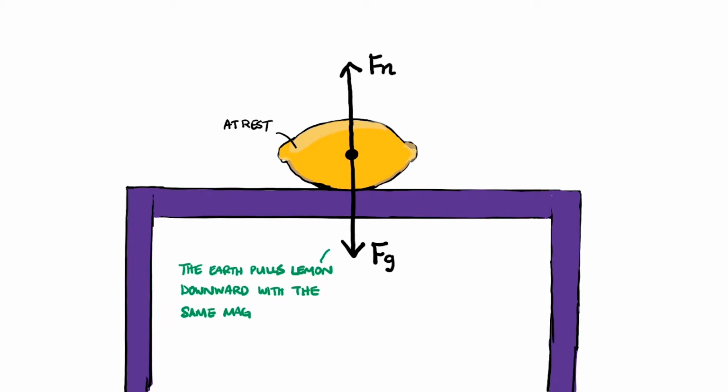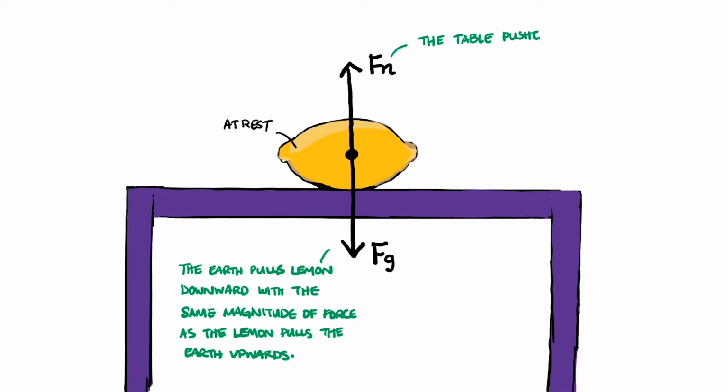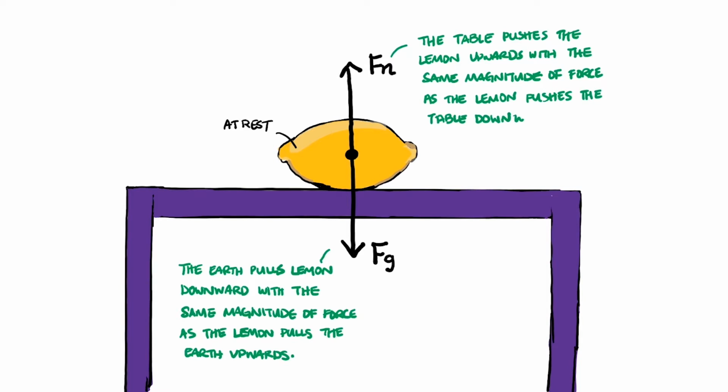Let's now consider a lemon at rest on a table. While it's on the table, it experiences two forces, the gravitational force from the earth and the normal force from the table. Each of these two interactions have their own action-reaction force pair. For the force of gravity between the lemon and the earth pulls the lemon downwards with the same magnitude of force as the lemon pulls the earth upwards. For the normal force between the lemon and the table pushes the lemon upwards with the same magnitude of force as the lemon pushes the table downwards.